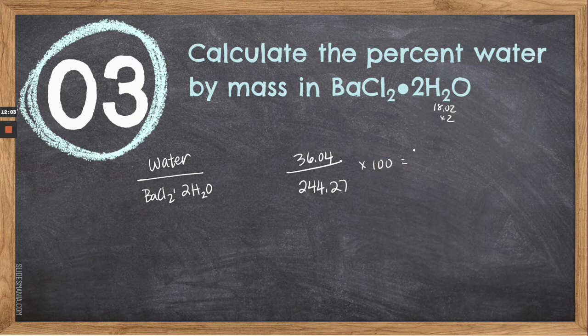And then we just number crunch using our calculators. So 244.27 on the bottom. So that comes out to, this is almost 15% water, okay, by mass. So if I thought I was going to get 100 grams of barium chloride in my sample, really, I'm only getting about 85 grams of barium chloride, because almost 15 grams of it is nothing but water.